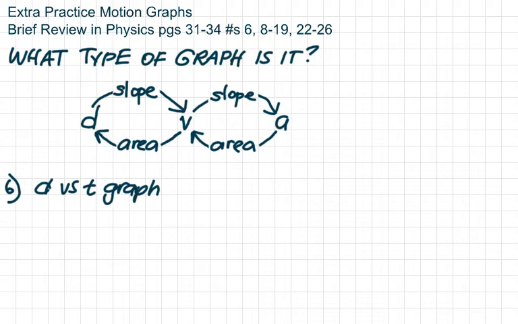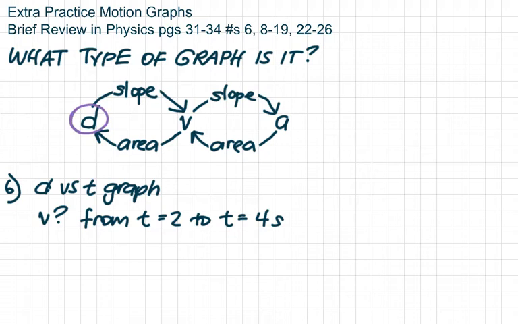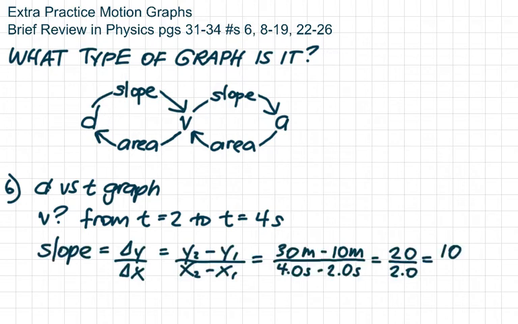Now for number 6, it wants to know what is the speed, specifically from 2 to 4 seconds? My first thought is if I have a D versus T graph and I'm looking for speed, I take the slope. That's what I said over here. If I have D versus T and I need to find the speed, I take the slope. Look at the slope from 2 to 4 seconds. I work out that slope and wind up with 10 as my answer. Of course, I know that I'm talking about speed, so my units will be meters per second, and that is choice 4.